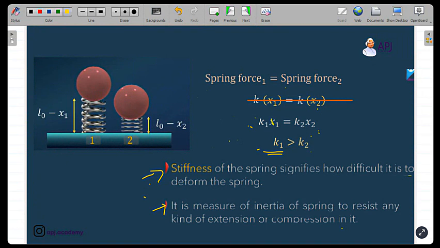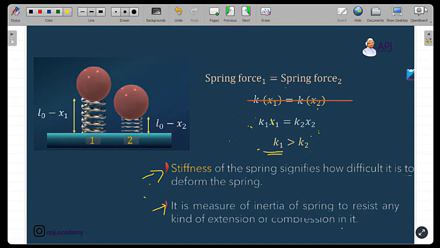What does spring force do? Spring force is trying to resist any extension or compression in the length of the spring. Spring force wants that the spring should remain at its original length, and there should be no deformation, no extension or no compression. So what is generating spring force? The stiffness in the spring is generating the spring force. So we can say it is a measure of inertia. Inertia means किसी चीज से fight करना. Inertia basically means to resist the change.